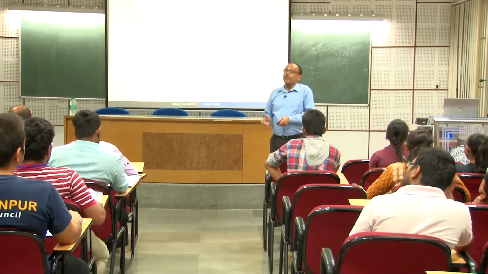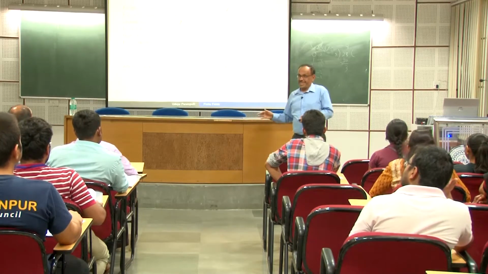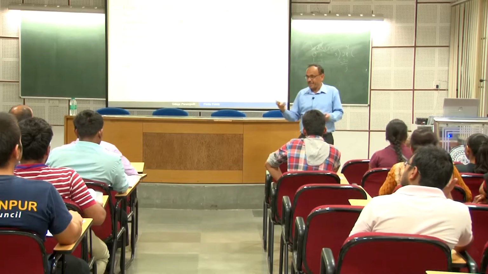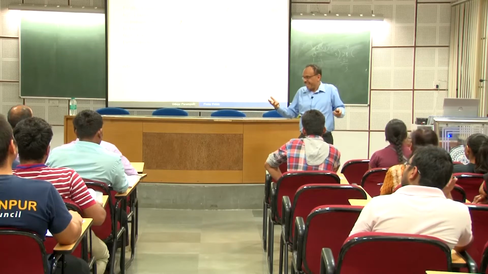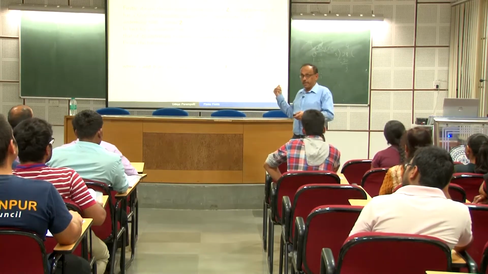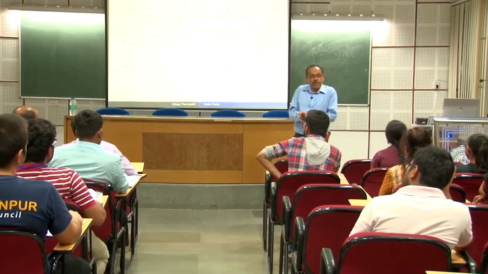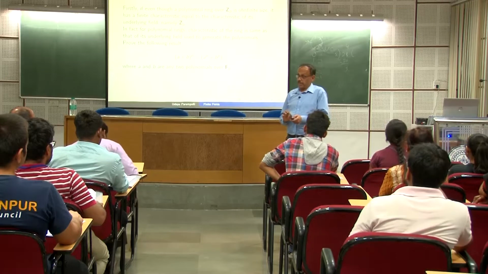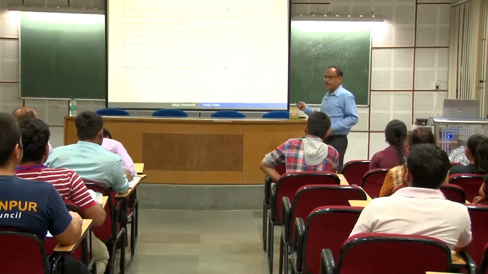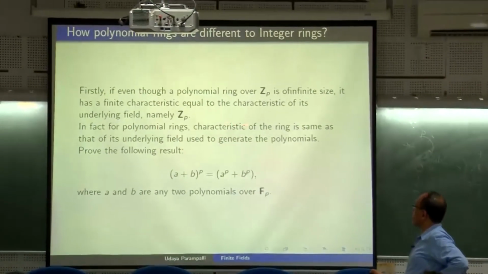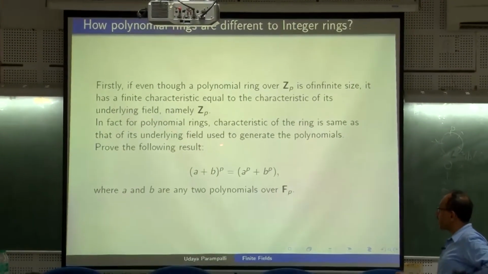That's what I call man-made, yeah? Whereas integers are God-made. It's big, nobody has made it, it is already there, and it's a different ball game. Whereas with the man-made, we can start with a finite field, whatever we understood, and make it infinite, but the characteristic is still p. Okay, do you see this idea? So in fact, for polynomial rings, the characteristic is the same as the underlying field.